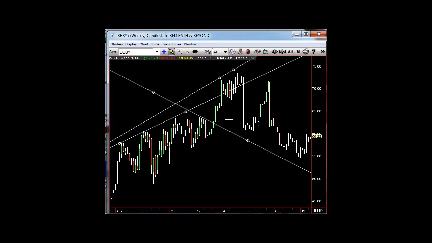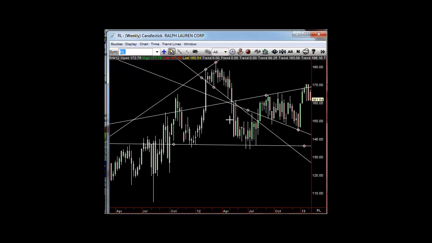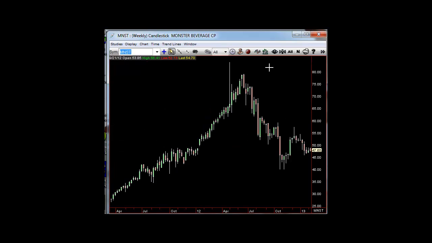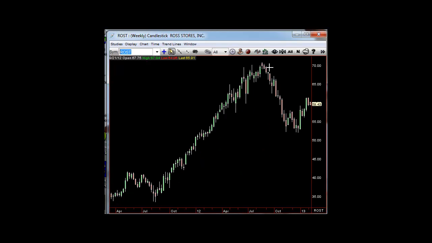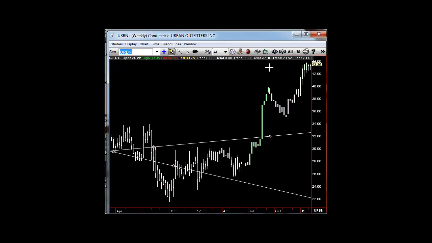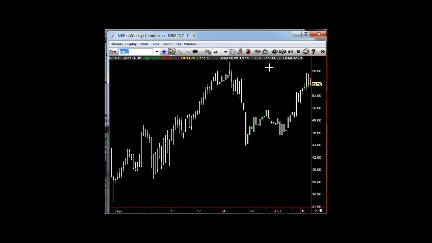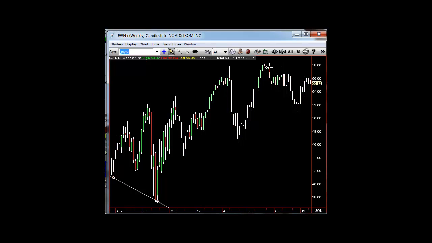Also in the inside weeks to start off, we've got Ralph Lauren. I'm sorry, Ralph Lauren is not a tight range. Remember, this is just Friday, but not a tight range, but starts off as an inside week. We've got Monster. Inside week for the Monster. We've got Ross Stores. Inside week. We've got Urban Outfitters. Inside week. We've got Nike. It's an inside week. We've got Nordstrom's. An inside week.